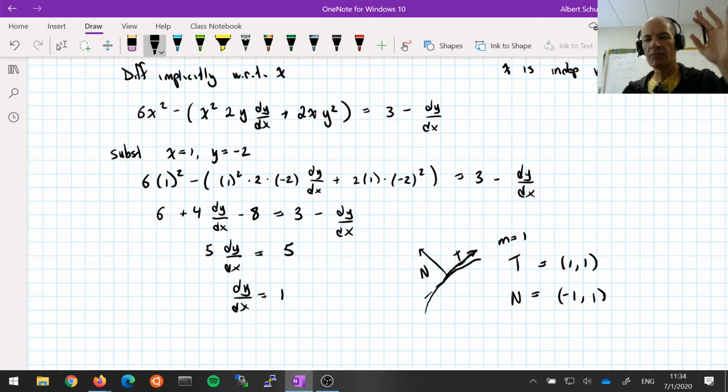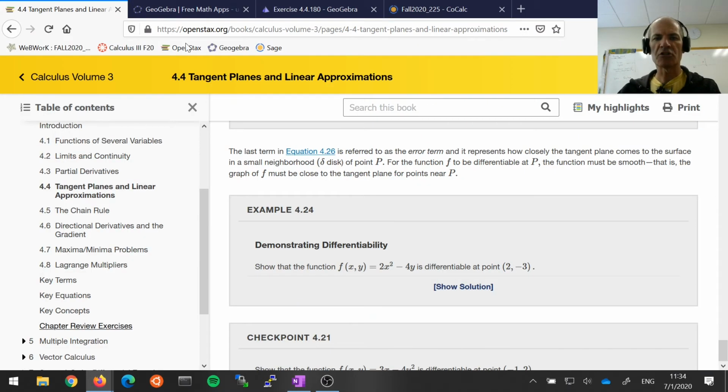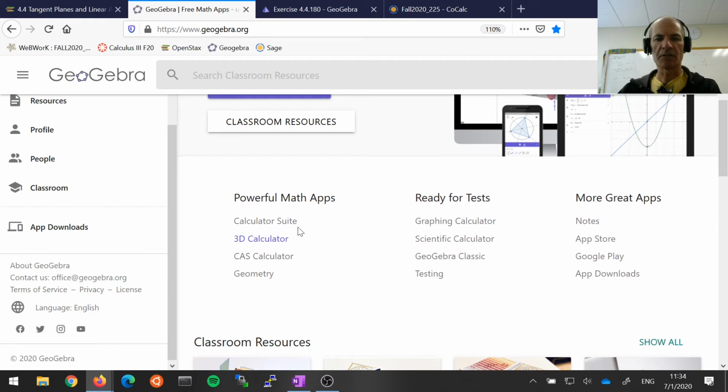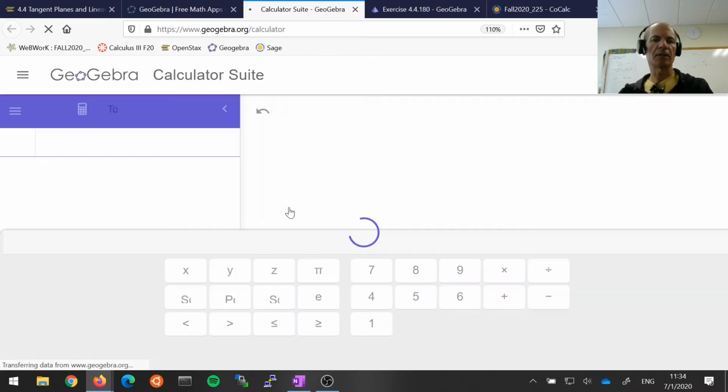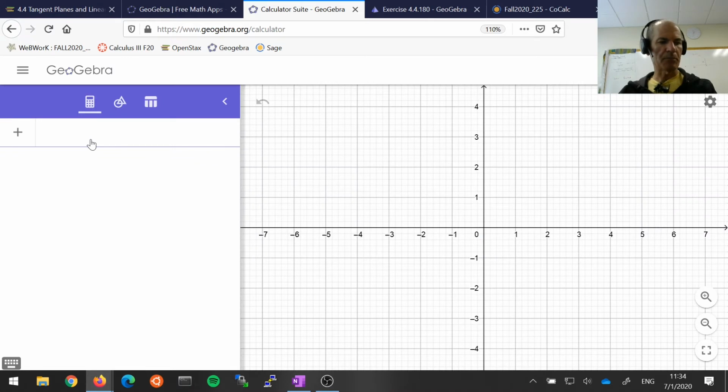Do we believe that this is the correct answer? How do we verify this? Especially with all this implicit differentiation, which we haven't really seen up to this point. Let's jump over to GeoGebra and ask GeoGebra to plot this curve. This is going to be a 2D problem, so we'll just work in the 2D calculator, and ask it to plot this curve implicitly.